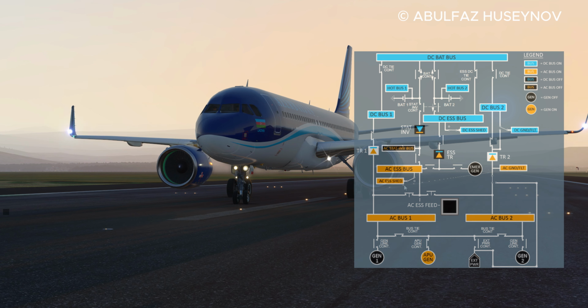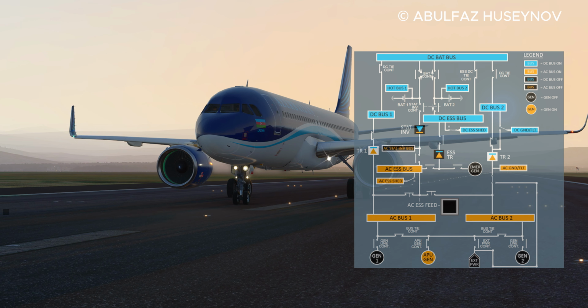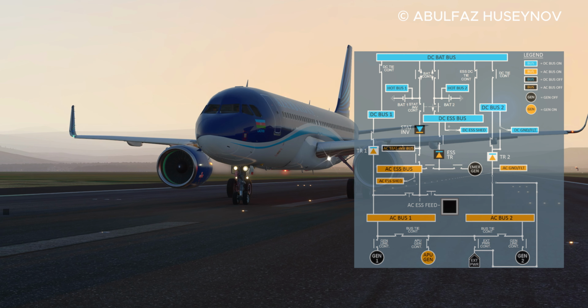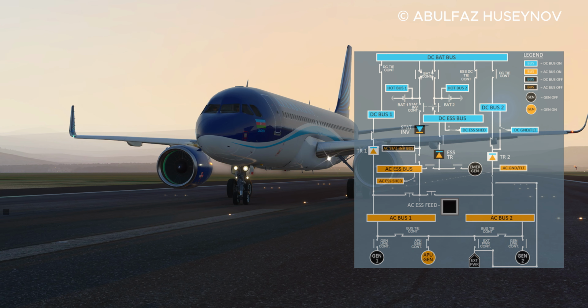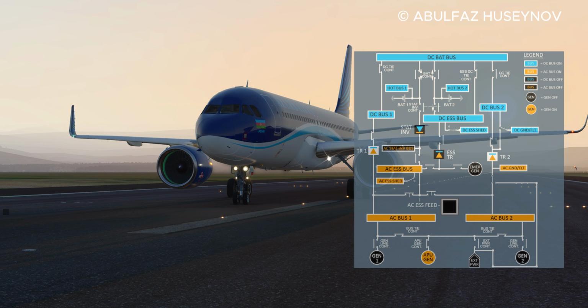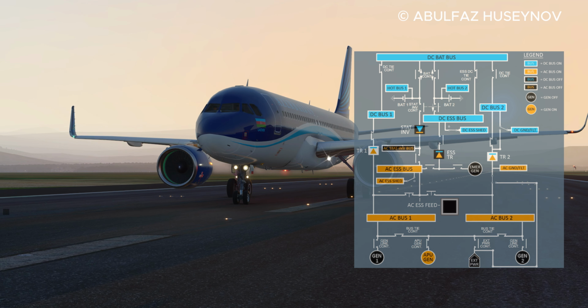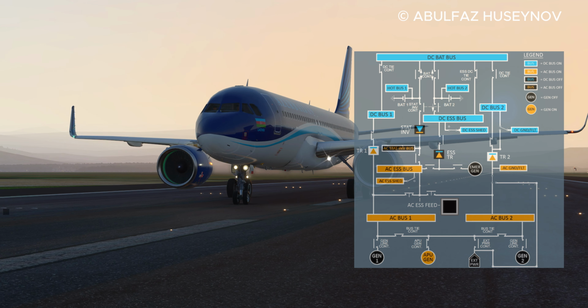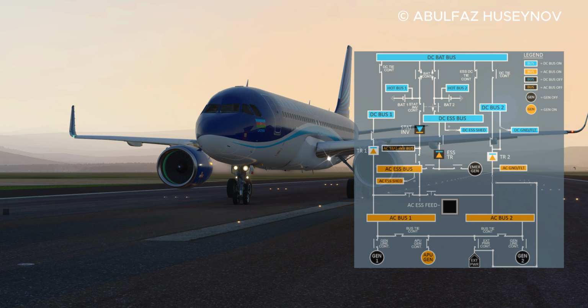A static inverter is a device used to convert DC power into AC power. In Airbus aircraft, static inverters play a crucial role in supplying AC power to certain onboard systems that require it but do not have dedicated AC generators. These inverters are particularly important for providing AC power during critical phases of flight, or when additional AC power is needed beyond what the main generators can supply.